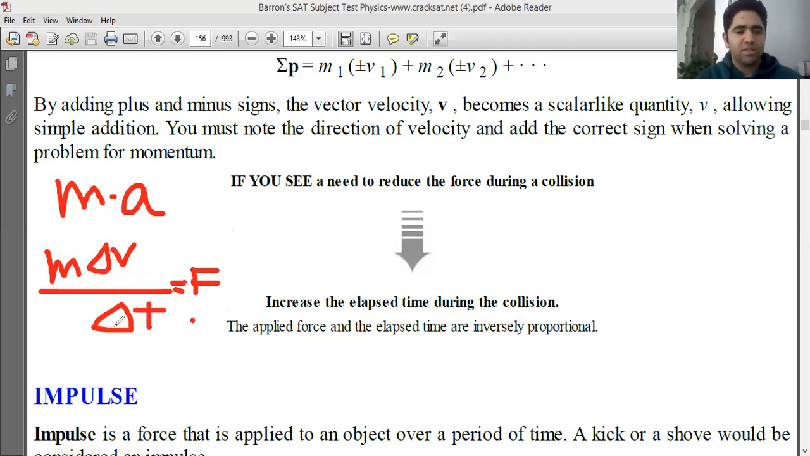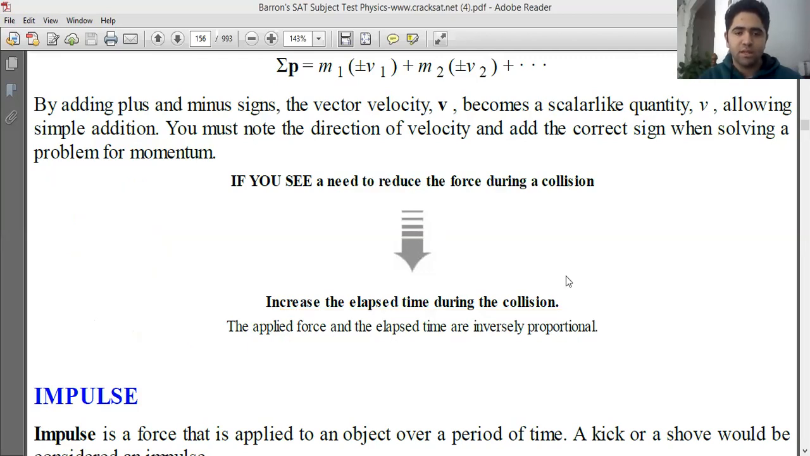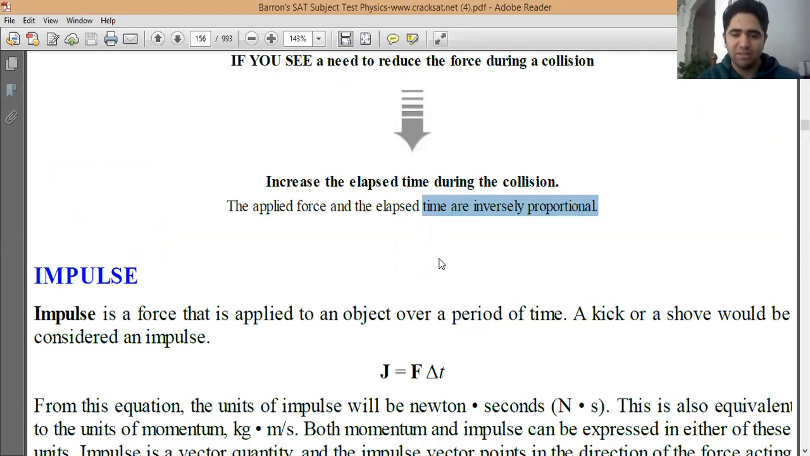So what happens when delta t increases? When delta t increases, the overall force will decrease. Okay. So if you want to reduce the force acting during a collision, you will increase the elapsed time during that. Okay, that is essentially the explanation that is in the book.